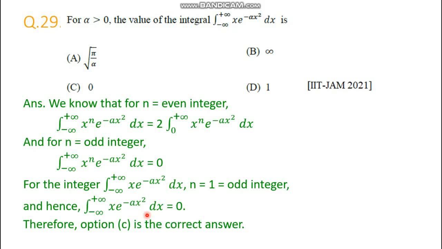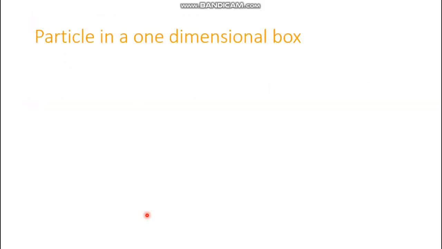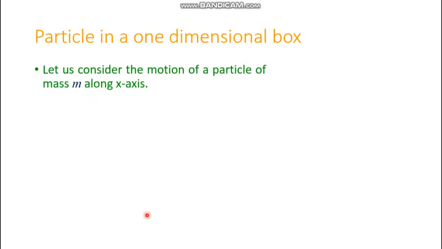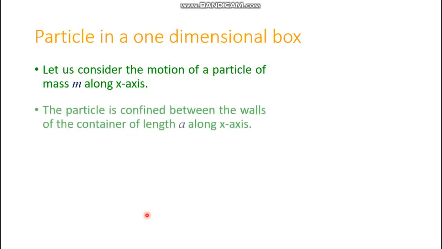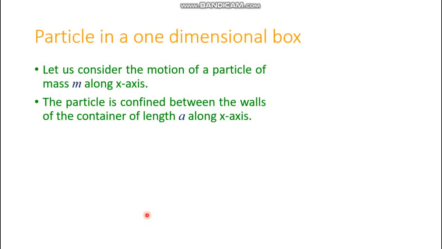Now let's start lecture number 8 of atomic and molecular structure, and this is the simplest problem, the particle in a one-dimensional box in quantum mechanics. Here we have to assume the motion of a particle having mass m along a particular axis, say the x-axis, and the particle is confined between the walls of a container with length a.